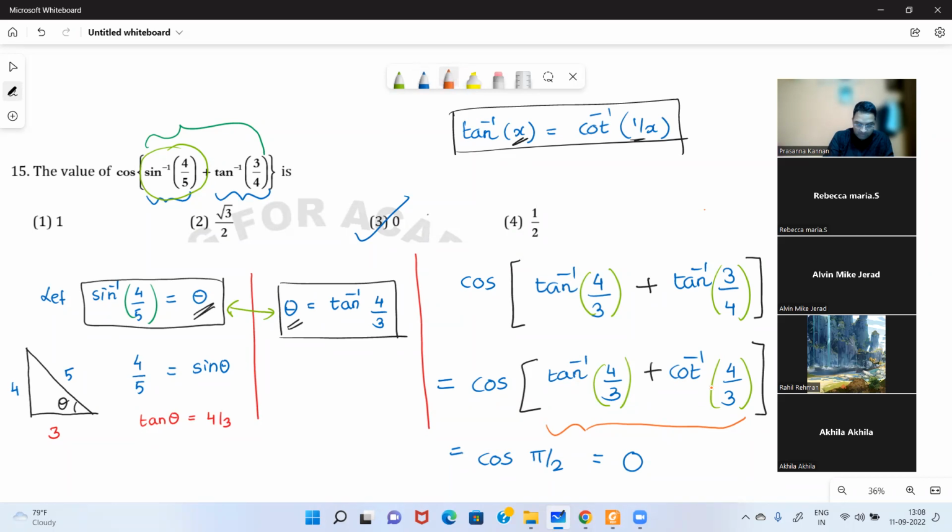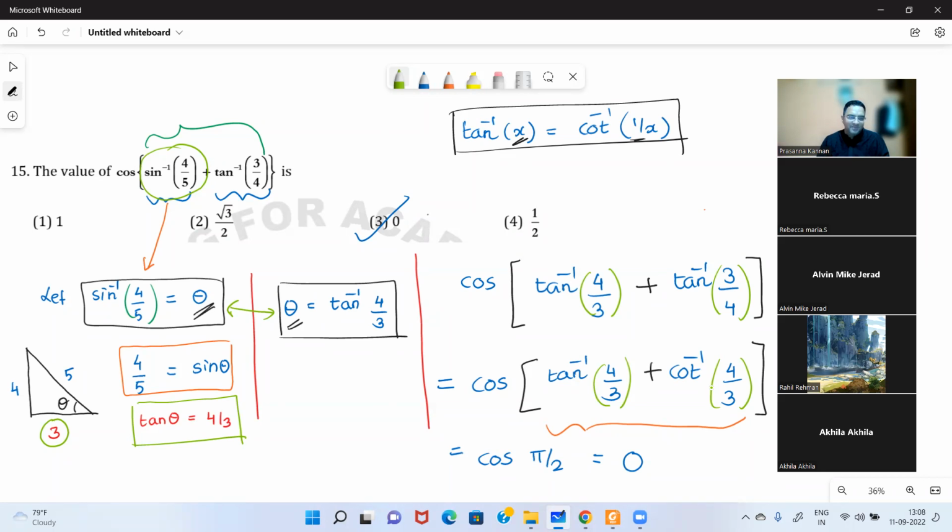So I take sine inverse of 4 by 5 as theta. So sine theta becomes equal to 4 by 5. Then I draw the triangle and plot sine theta, which is 4 by 5, opposite by hypotenuse. Then I will be able to find the other side, 3, using Pythagoras theorem, or if you know the Pythagorean triplet 3, 4, 5. Then the next step is to find tan theta, because we want to convert sine inverse to tan inverse.